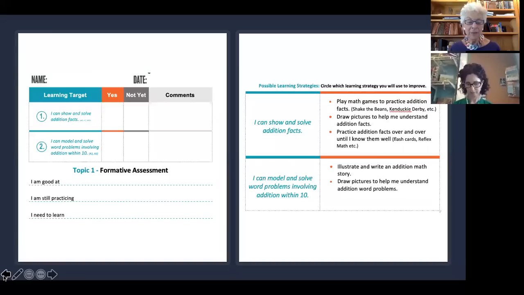As I'm self-monitoring, for example, here, I may look at this because I get formative assessments. And when I get formative assessments, it kind of tells me, okay, this is how I see myself at this time. Here's what I see that I'm really pretty good at. Here's some stuff I'm still practicing, and here's some stuff I know I still need to learn. I've gotten some external feedback about that. I realize where I am in my learning, and now what can I do about that? So here I'm taking a small move and I'm saying, here's what I might do. I can show and solve addition facts, but here are some strategies that I might use that will help me to really get better at it.